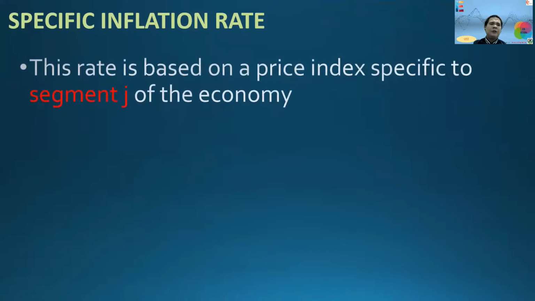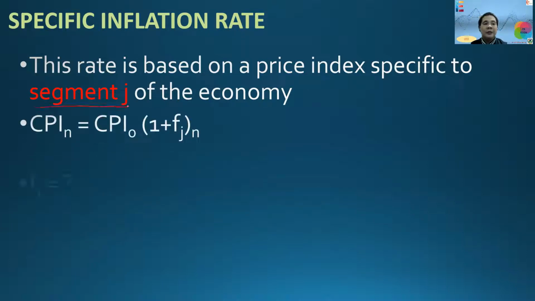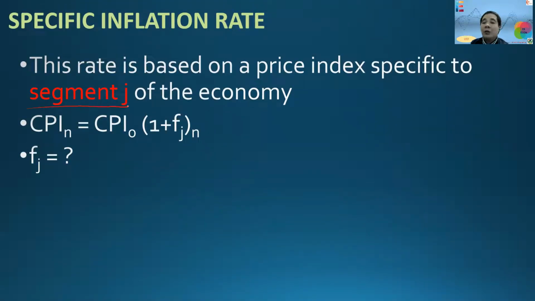So when we talk about specific inflation rate, when it comes to 2 consecutive years, the same formula applies. But before, we were looking into the CPI. Now we are looking into specific segments of the market, which we call segment j. So that is basically the formula: CPn is equal to CP0 times 1 plus f of j, to the exponent of n.